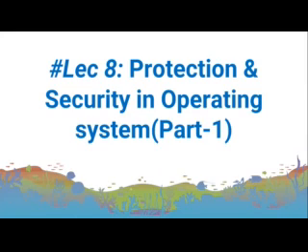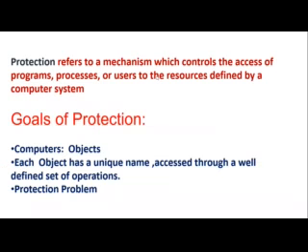Today we're going to continue the topic called protection and security in operating systems, part number 1. Before going to the topic, let's talk generally about the meaning of protection. Protection means a mechanism which controls the access of programs, processes, or users to the resources defined by the computer system. A resource allocator always thinks about the resources, and every user has some work here. So, goals of protection.